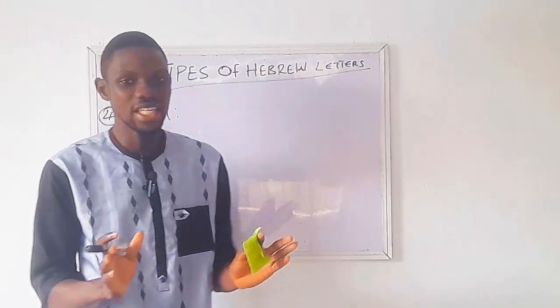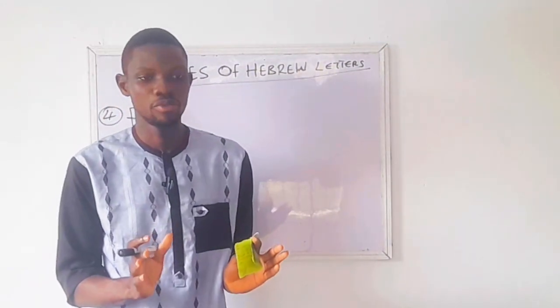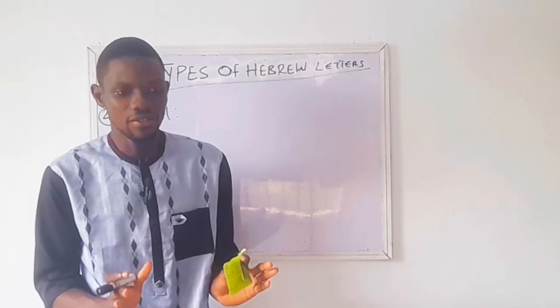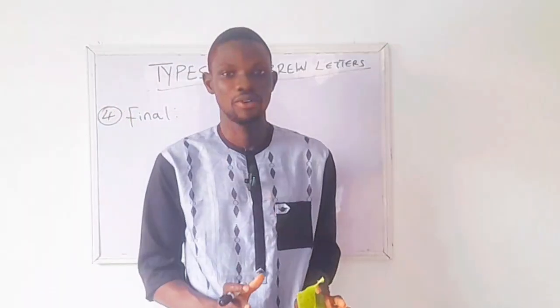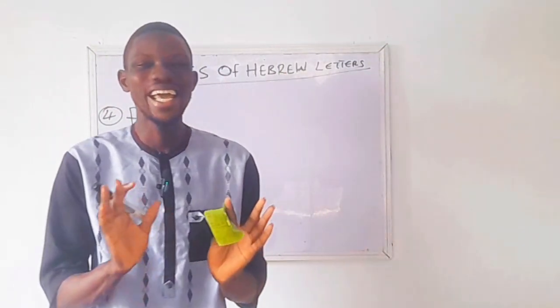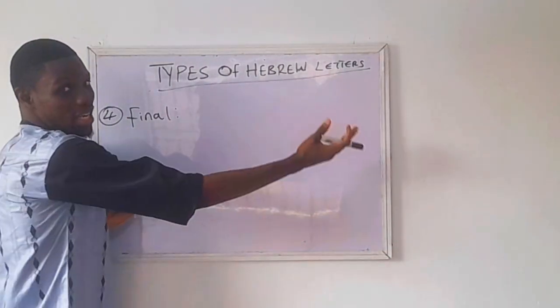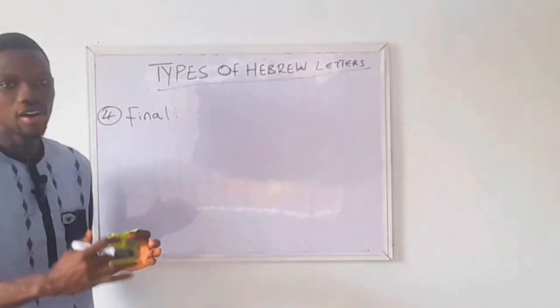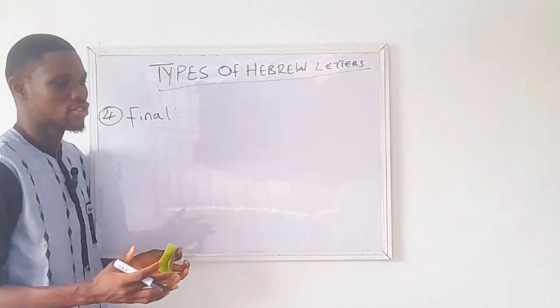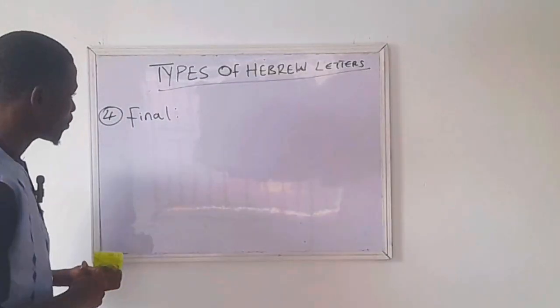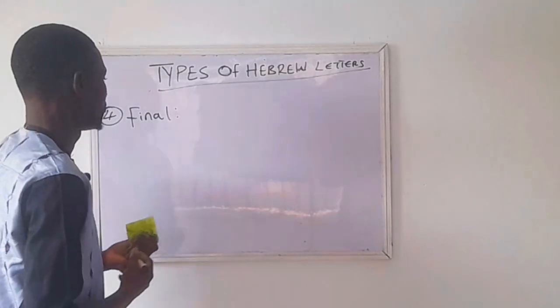If they begin a word, they maintain a form. All right? If they're in the middle, they maintain that same form. But once they come at the end, they change their form. That's why we call them final. When they come at the end, at the final part, they change their form. All right? It's also called sofit. So now let's look at them.